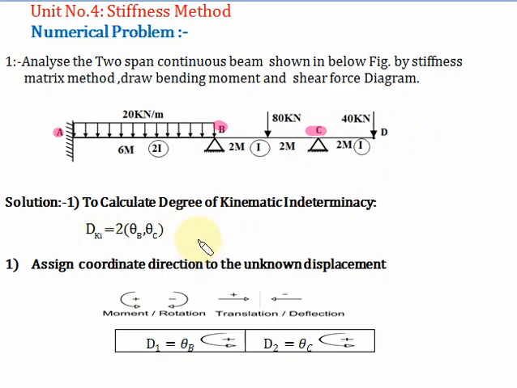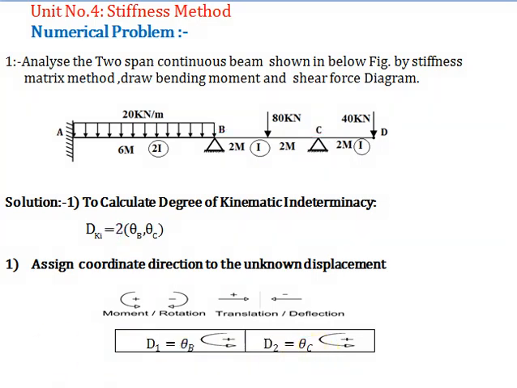Now, in the last video, we already saw how to find the degree of kinematic indeterminacy for the given continuous beam. So the degree of kinematic indeterminacy for the given beam is 2, and the first unknown is theta b, that is rotation at B, and the second unknown is theta c, that is rotation at C. After that we assigned the coordinates for the unknowns. So we have mentioned theta b as d1, our first unknown, and theta c as d2, our second unknown.